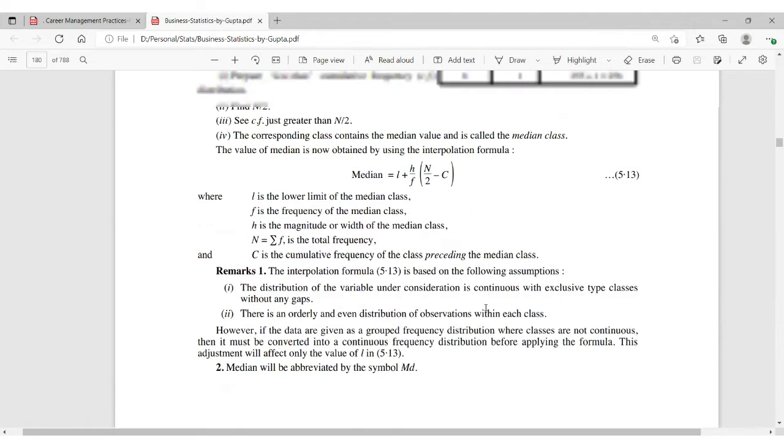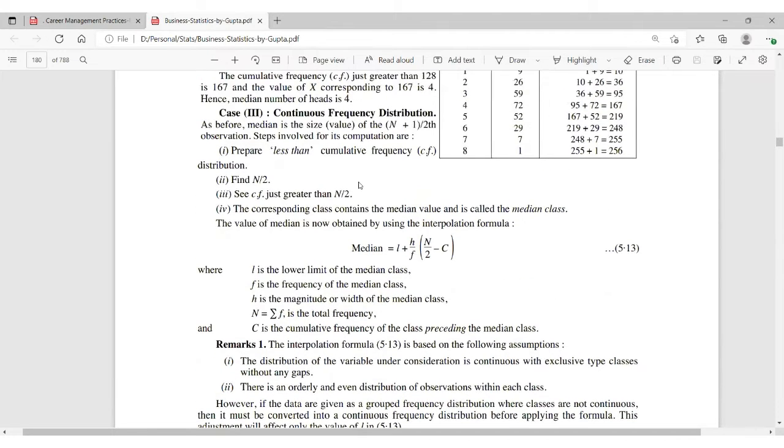In a similar way, for the continuous series, the median is L plus (n by 2 minus C) by F, times h. C is the cumulative frequency of the class preceding the median class, h is the class size, and F is the frequency of the median class.